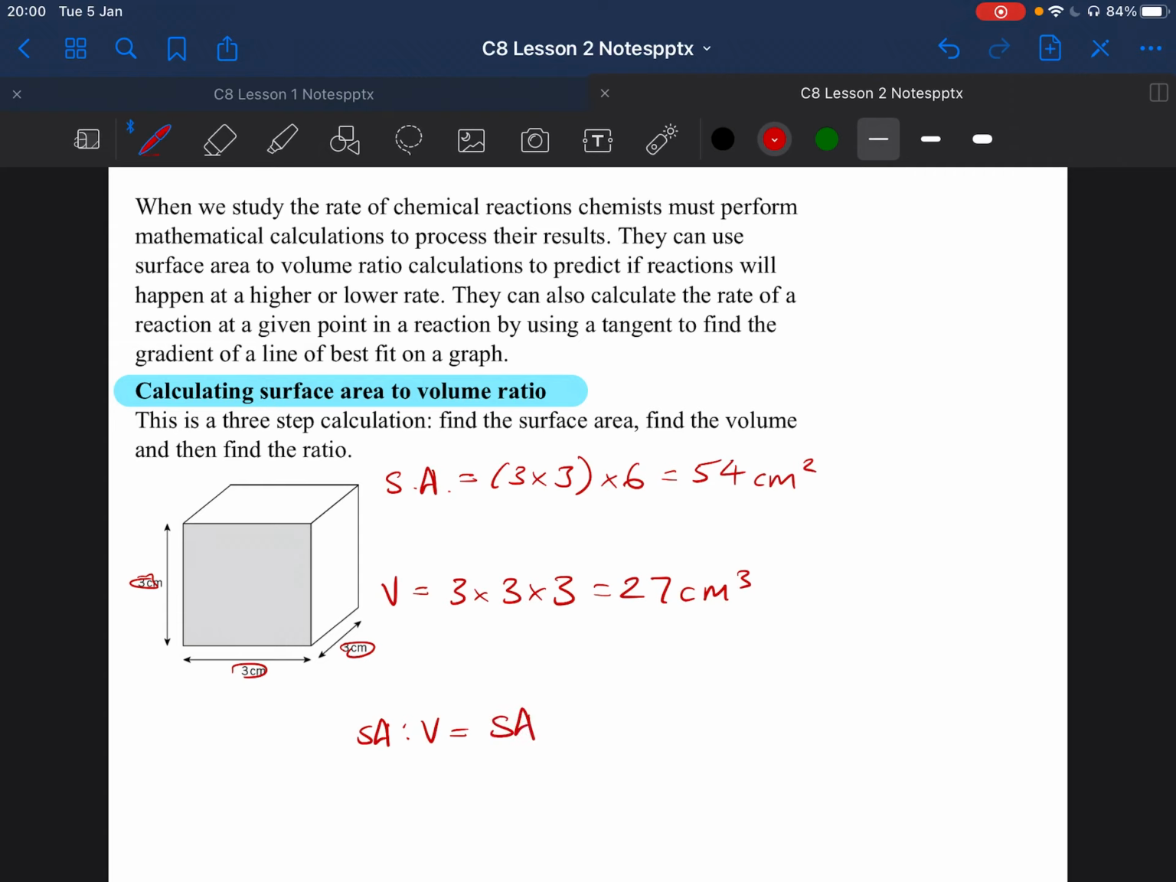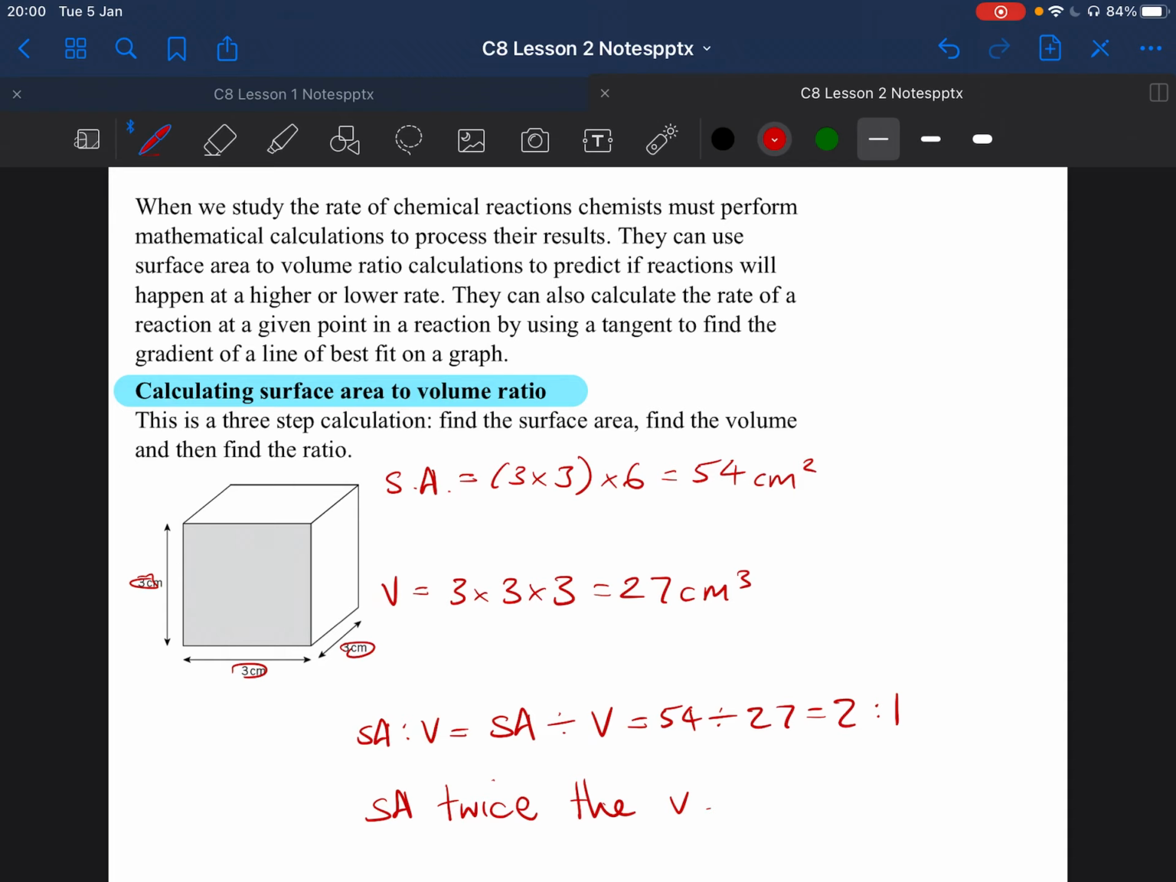Okay, so how do we work out surface area to volume ratio? Well, what we are going to do is divide the surface area by the volume. So we will be doing 54 divided by 27, which should give us an answer of 2. And that will give us a 2-to-1 ratio. Okay, guys, so what that means is the surface area is twice the size of the volume. Okay, so you guys need to be able to do that in the exam.